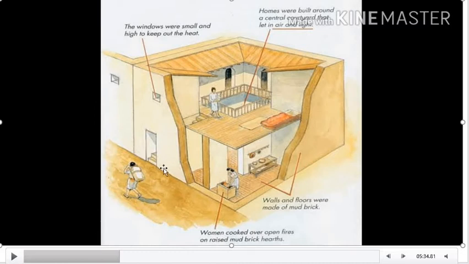So this is the outermost construction area in which everything is explained, how they used to build their houses at first. You can see here the description is written: the windows were small and high to keep out the heat. Meaning, if you are cooking anything, the heat would automatically escape from the house. Correct, the walls and floors were made of mud and brick. Now they have different kinds of things available to build a house, but at first it was purely made of brick and mud.